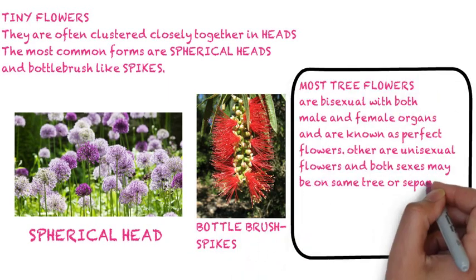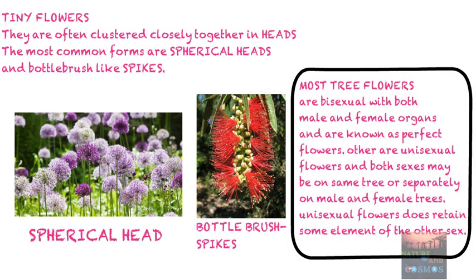Most tree flowers are bisexual with both male and female organs and are known as perfect flowers. Others are unisexual flowers and both sexes may be on the same tree or separately on male and female trees. Unisexual flowers do retain some element of the other sex.